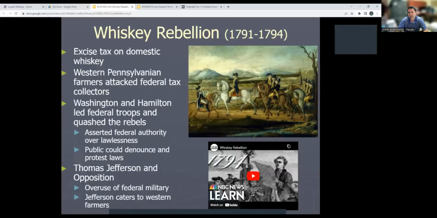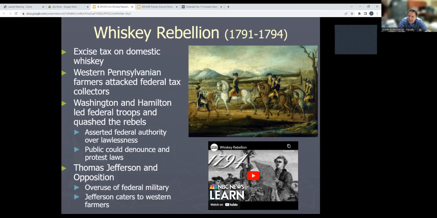Okay. So a little reference to the Alien and Sedition Acts, we'll get to in another video, but all right. So this excise tax on whiskey is made from grain, and this was a source of revenue for the farmers in Western Pennsylvania, and they felt that they were being targeted, and that this federal tax was imposed on their livelihood, as you saw from the video.